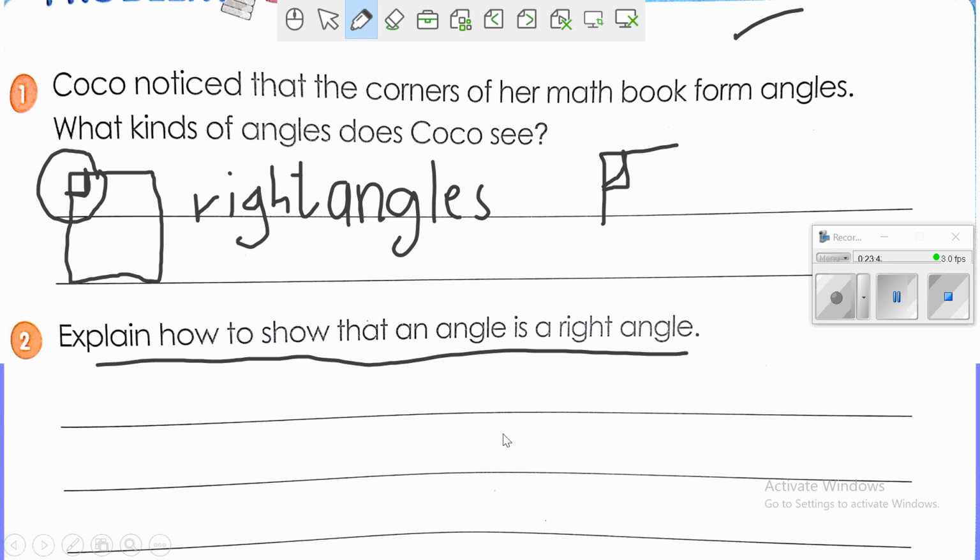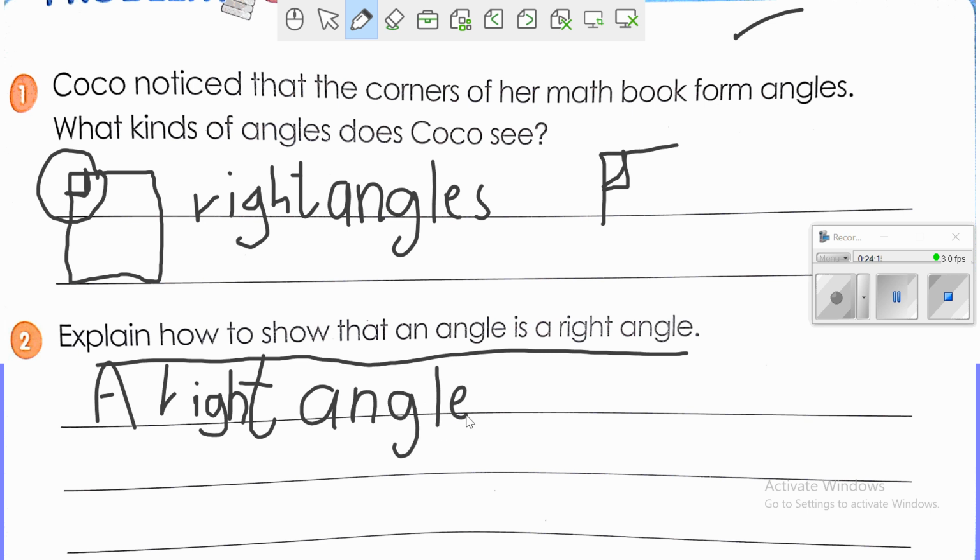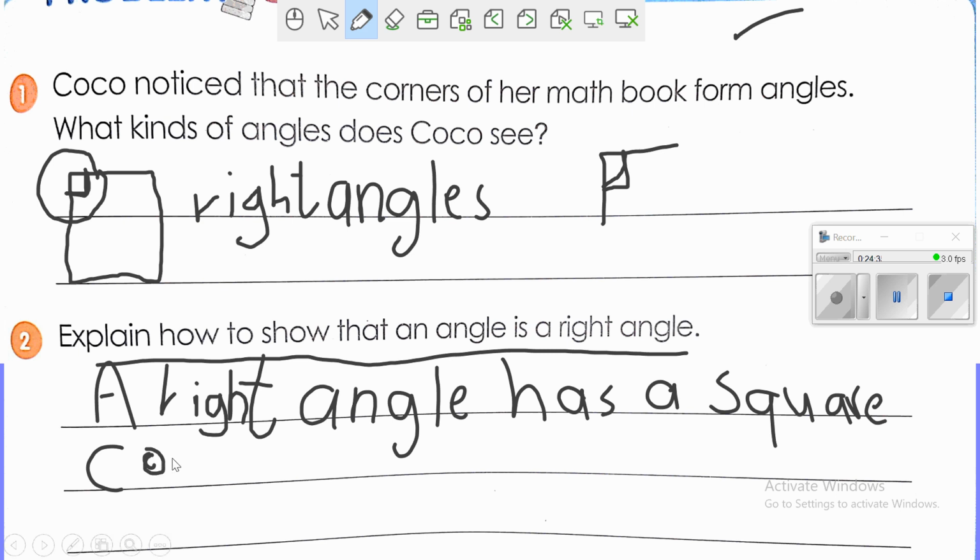So let's write together. A right angle has a square corner.